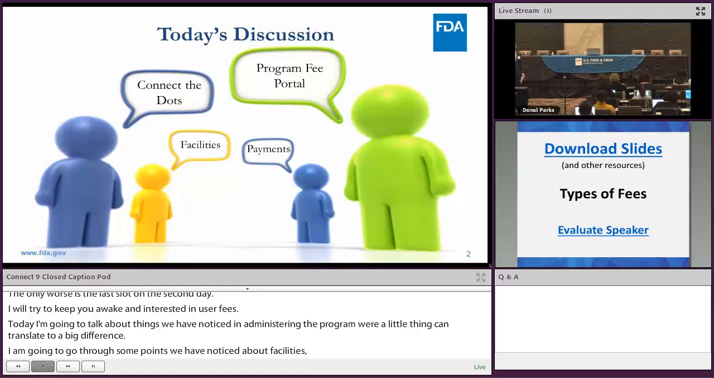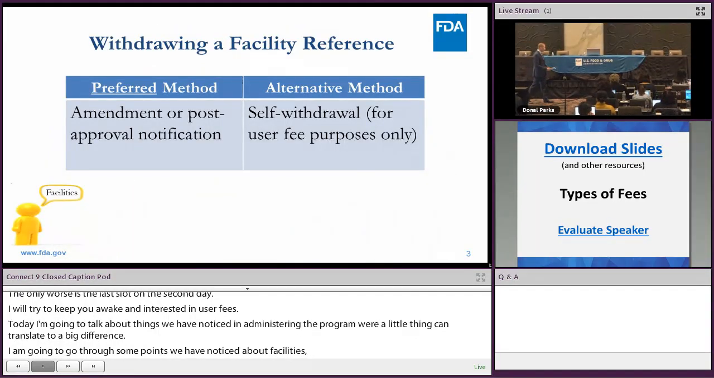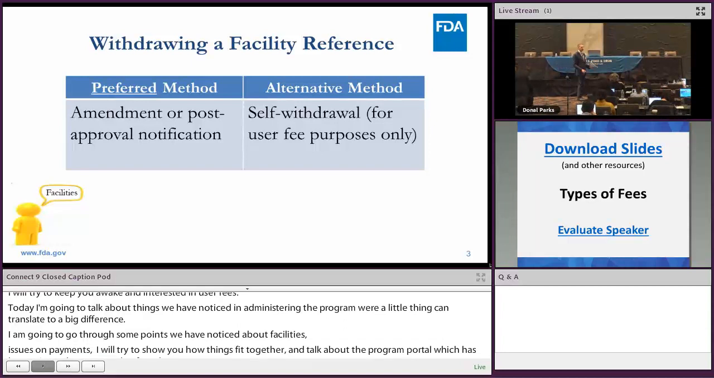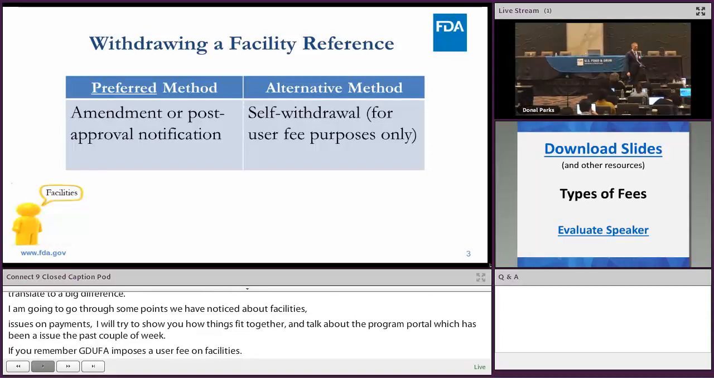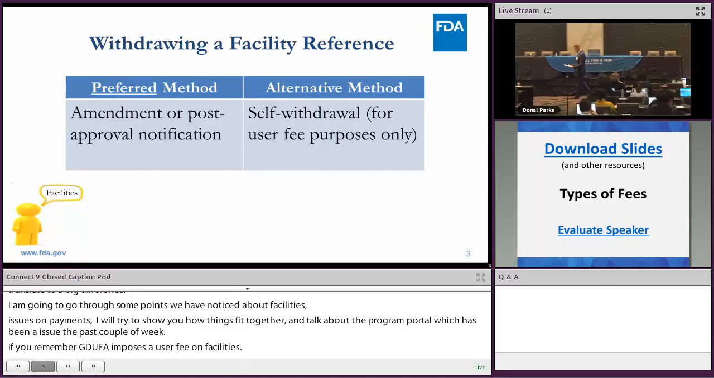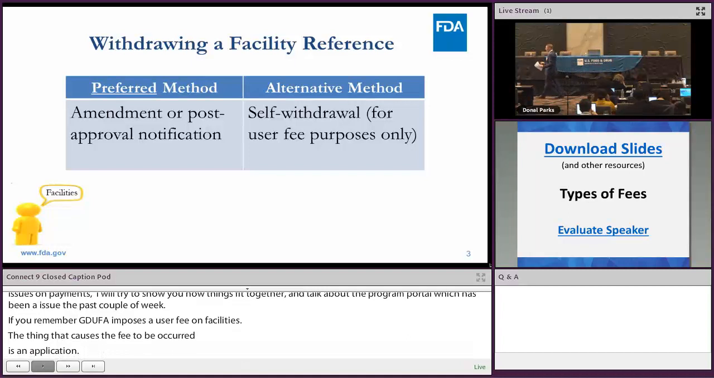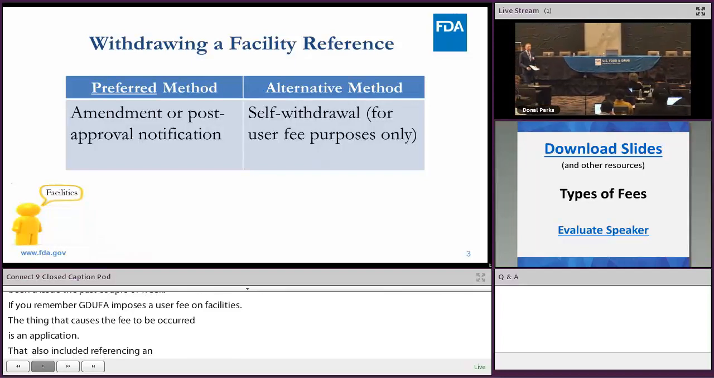So if you remember, GDUFA imposes a user fee on facilities. And the thing that causes that user fee to be incurred is if you're referenced in an approved application. Under GDUFA 1, that included unapproved applications. So if you're referenced in a pending or approved application, you wind up with a fee. And the problem, well, let me back up. If you're not supposed to be in an application and you're there, that's a bad thing. It can incur a fee for you, et cetera.